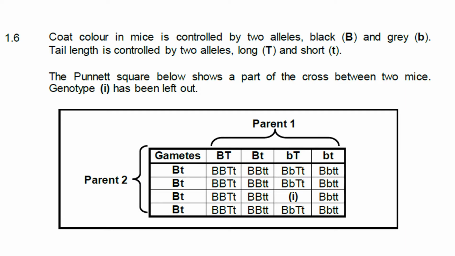The question here is, coat color in mice is controlled by two alleles, black and gray, and they give us a capital B and a small b. They're telling us that the capital B represents the dominant allele, so black will be dominant and gray will be recessive. Tail length is controlled by two alleles, long and short, and here they give us that the long one will be the dominant characteristic and short will be the recessive characteristic. Now the pattern diagram below shows a part of the cross between two mice, and they've left out genotype I.